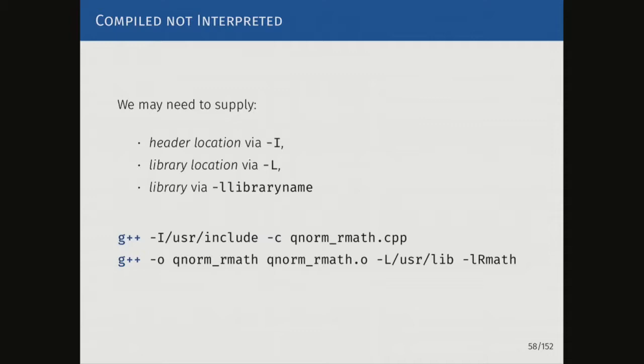So we're compiling only the C++ source code into an object file, and in the second step we're linking this object file into the output qnorm using rmath, using the object file we just created and the rmath library from this location. So just to show you how something like this works and the things that you have to keep track of. But for R package building, R command does all of that for us.